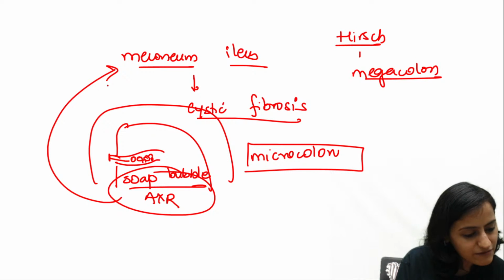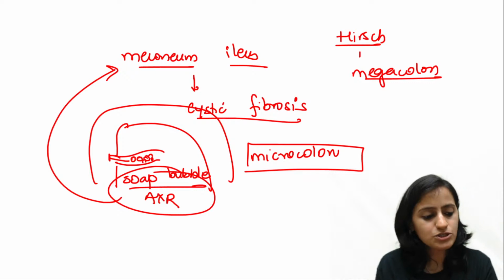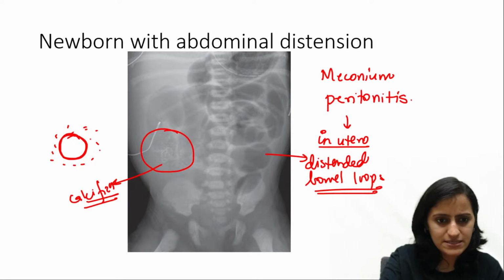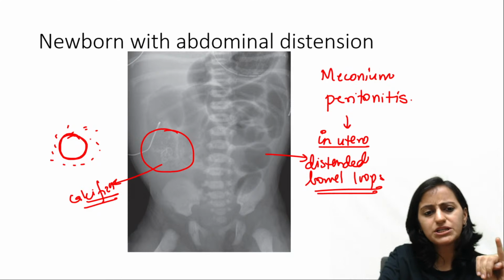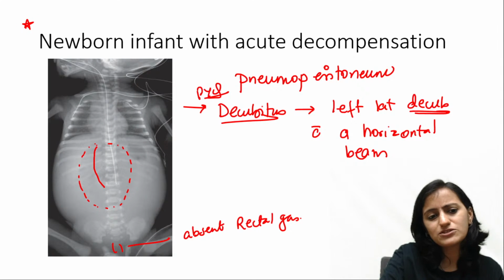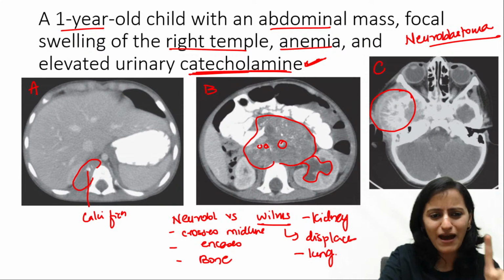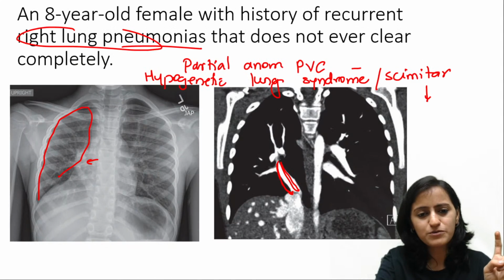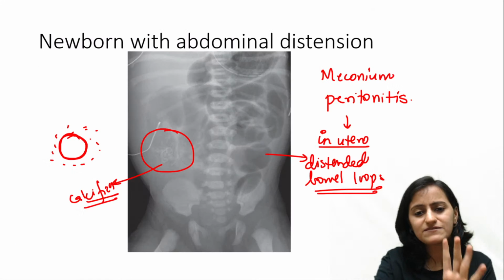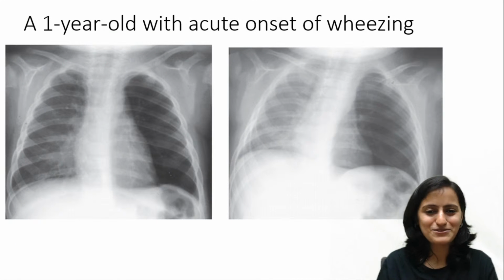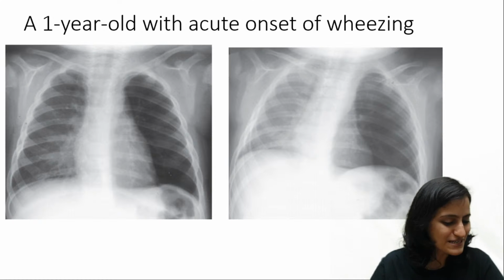Is this clear with everyone? Right? So this is your meconium peritonitis. So till now we saw neuroblastoma, we saw the scimitar sign, pneumoperitoneum with the football sign, and now meconium peritonitis. I think we have one more case to go, and this is the final case. So I've got top 5 cases in pediatric radiology.